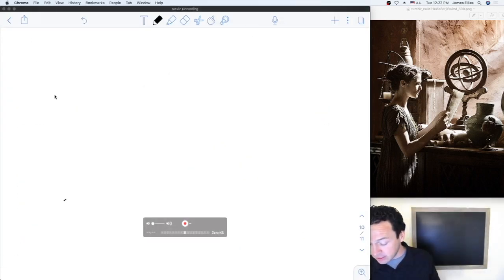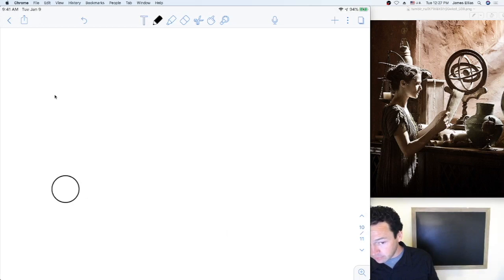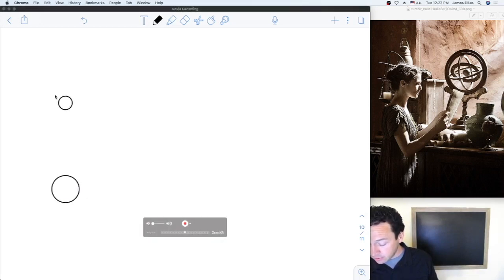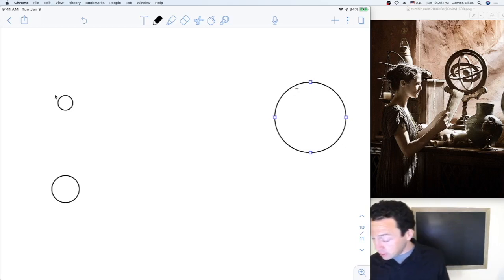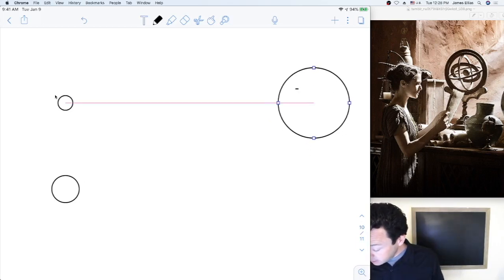Here's what Aristarchus does. Here's the Earth, and here is the moon. And then here is the sun. Let's make the sun big. Look at that. It doesn't know what to do with my childish drawings. Just deletes them. Okay, there's the sun. Here's what Aristarchus does. Maybe we'll move it a little bit. Yeah, there you go.